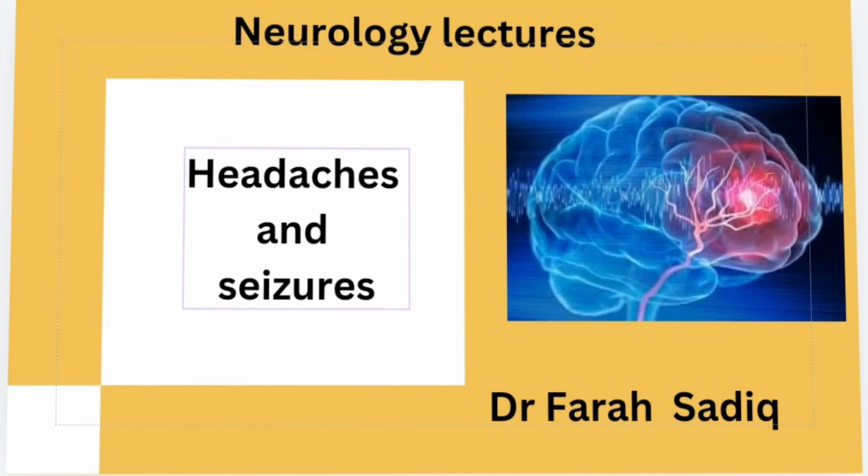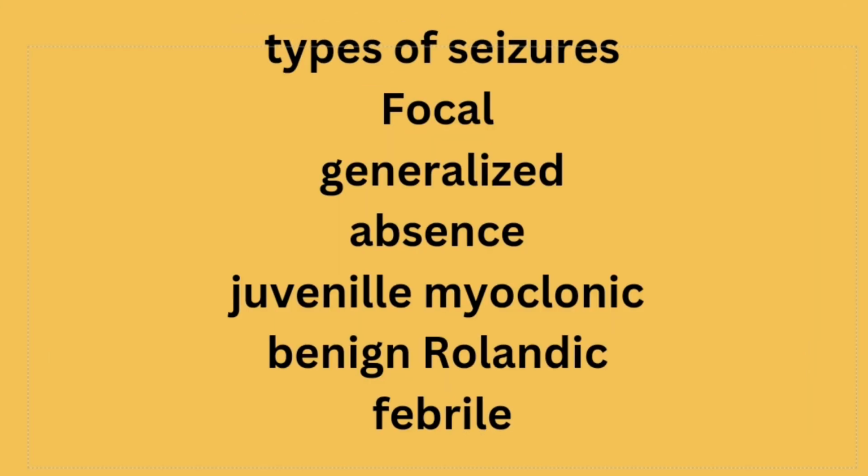So today I will discuss one important sign of neurological diseases, that is seizures or fits. There are different types of seizures: focal, generalized, absence, juvenile myoclonic epilepsy, benign Rolandic epilepsy, and febrile fits. Now, focal seizures are of two types: focal fits with impaired awareness and focal fits with preserved awareness. And generalized fits are usually tonic-clonic in nature.